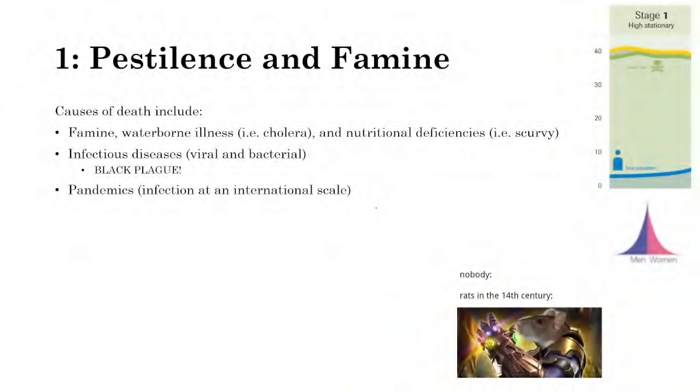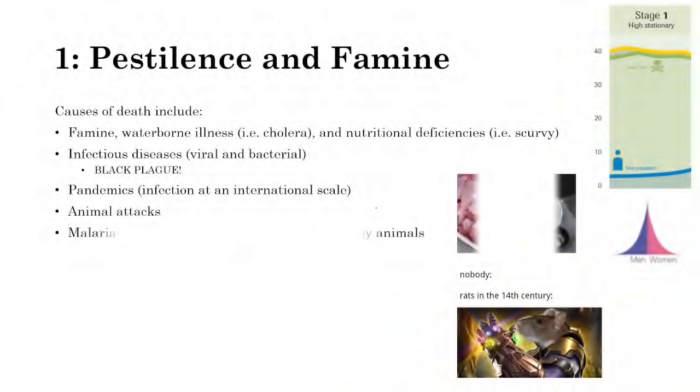In the 14th century, when the Black Plague wiped out a third of the population of Europe, those countries were in stage 1. That disease spread so quickly, there were no medical advancements and sanitation put in place, and they had no idea how the infection worked, so it led to a lot of people dying. It led to a pandemic, which is an infection at an international scale.